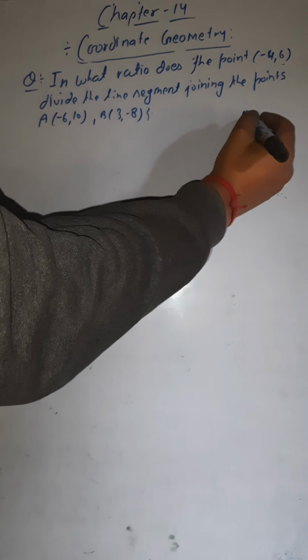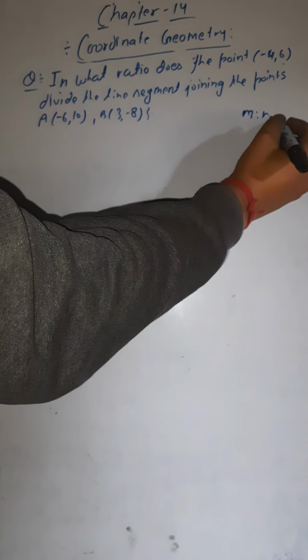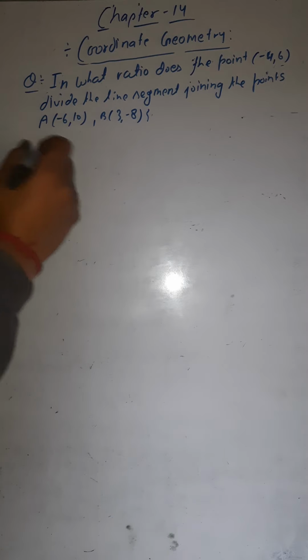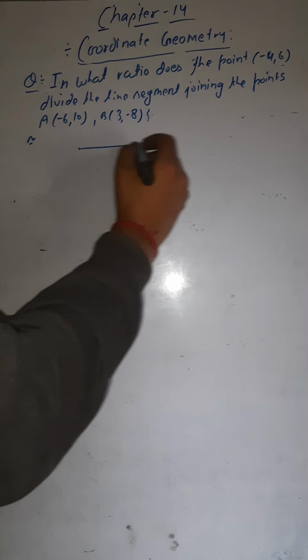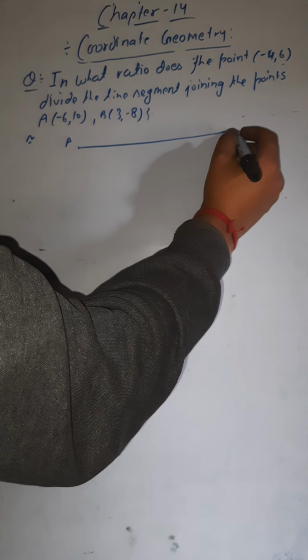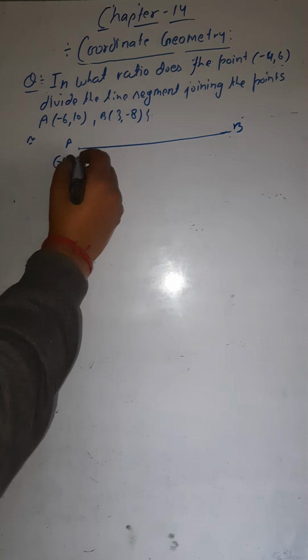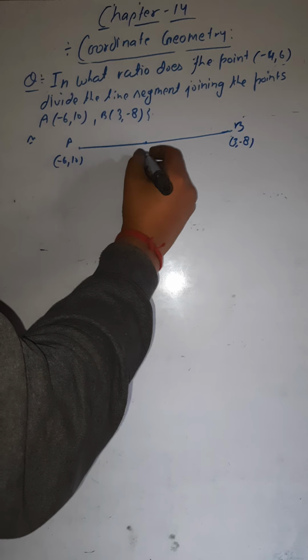Ratio means m1 is to m2, this ratio you have to find out, but the point has been given to you. Let's say this is point A and this is point B. The coordinates of point A are (-6, 10), and the coordinates of point B are (3, -8). This line segment AB is being divided by the point (-4, 6).